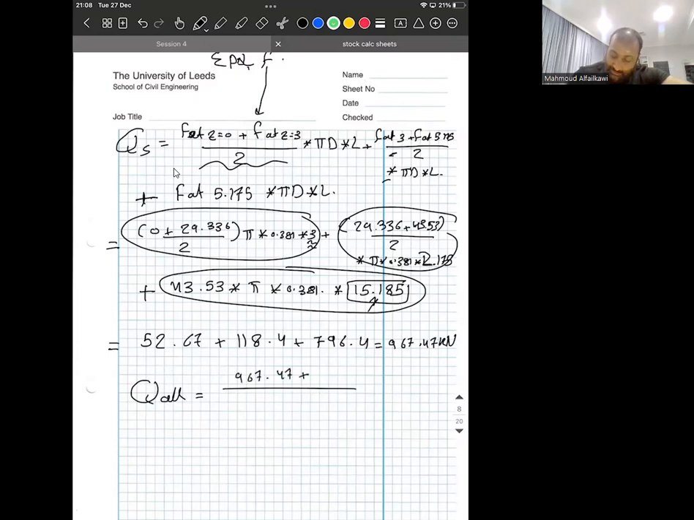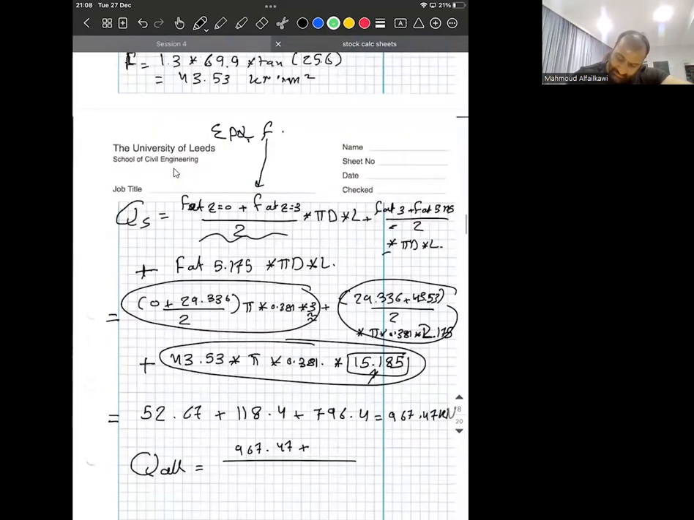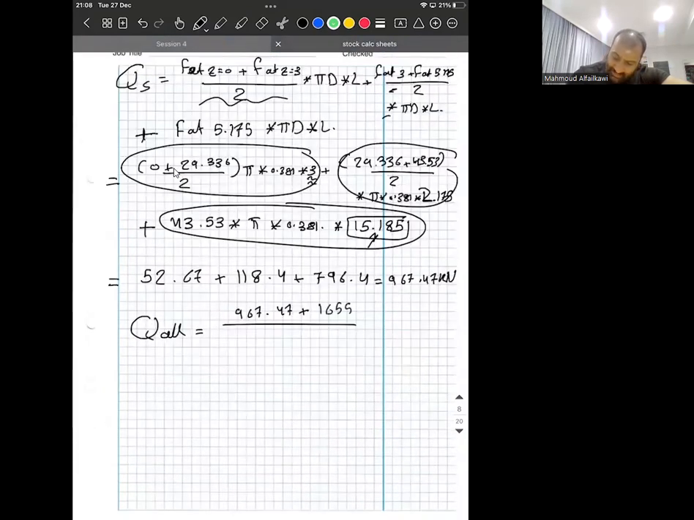Yeah, so now my Q allowable equals, we said, 967.47 plus whatever I calculated before, which was 1655, divided by the factor of safety of 3. This equals 874.16 kilonewton. And this is your final answer.